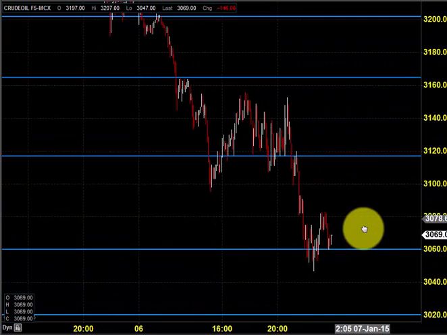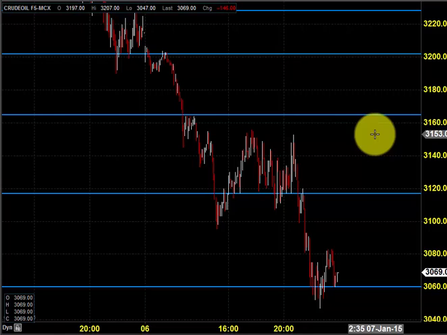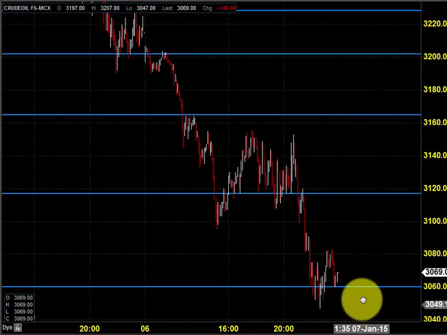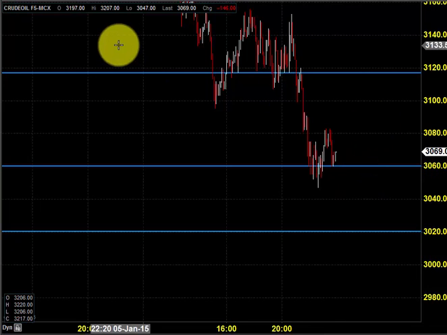So let us see what's going to happen during the trading session. This is our view. Above 3120, you have got a single chance for buying, but if it is not above that, then the crude is likely to continue its downtrend. So let us see what's going to happen during the trading session.